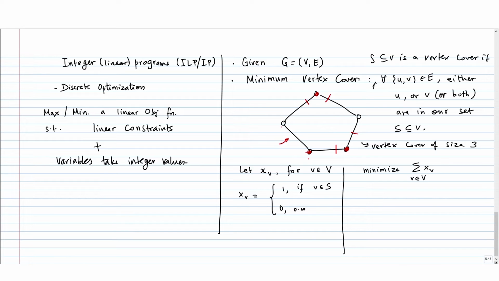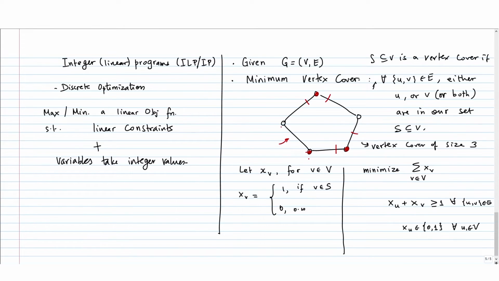The constraint we want is that for every edge, one of the endpoints is in the set. That is, that x_u plus x_v is at least 1 for every edge in the graph. And finally, instead of the non-negativity constraint, what we have is the integrality constraint, that the variables take only values 0 or 1. So this is an integer linear program, and if you could solve this problem, then you have an optimal solution for the vertex cover problem, right.